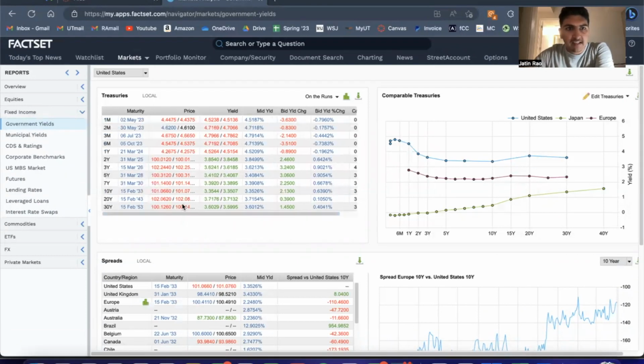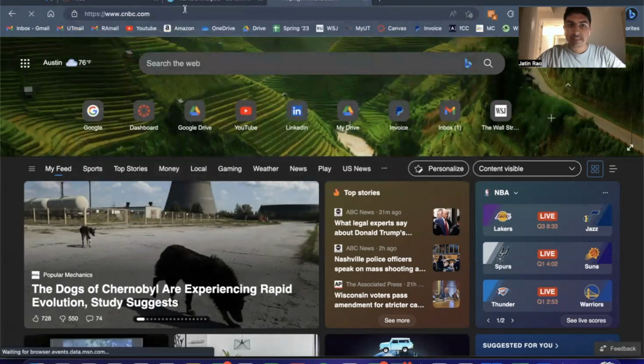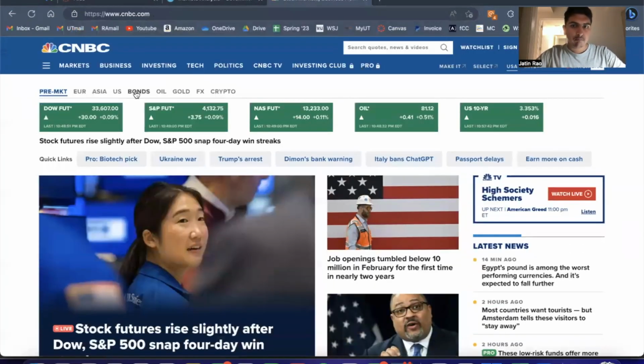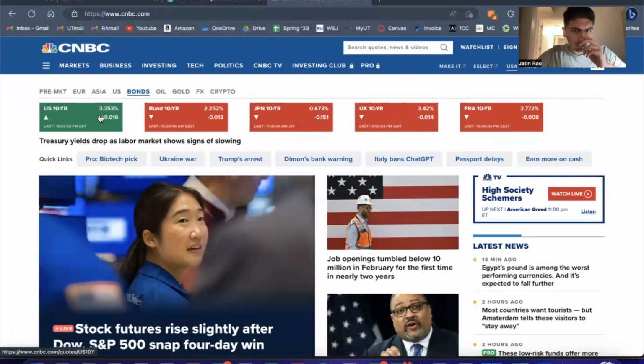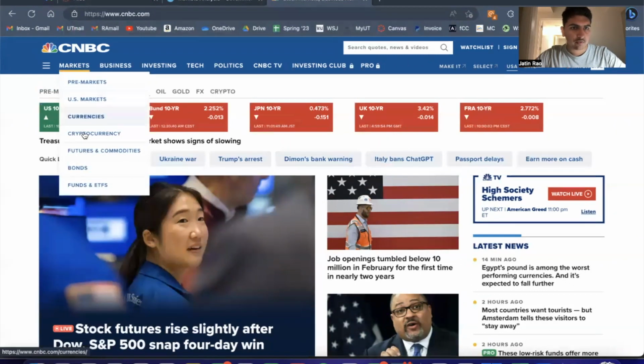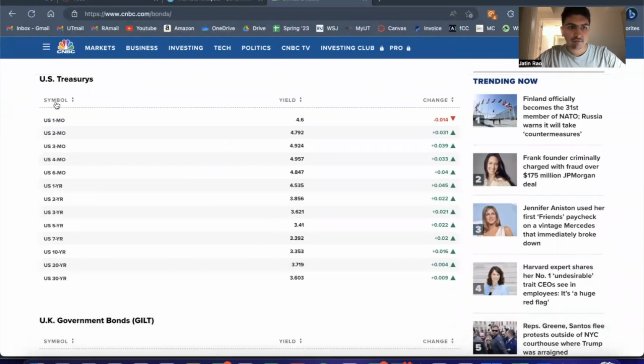This is for the US. Because FactSet is a little hard to read, there are two sources that I would say you can use for the risk-free rate. The first is CNBC Markets. You can just go to cnbc.com, click on bonds, and that will show you the US 10-year is 3.353%. So it actually went down a little bit, I'm pretty sure. Actually, it says that it was up, so maybe I just had my numbers wrong. So 3.35%. You can also go to bonds over here, and you can find a whole list of yields for different maturities.